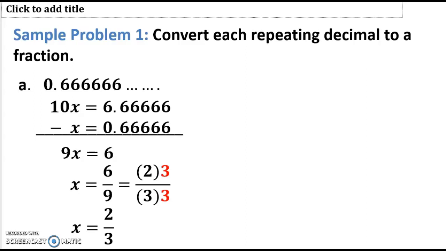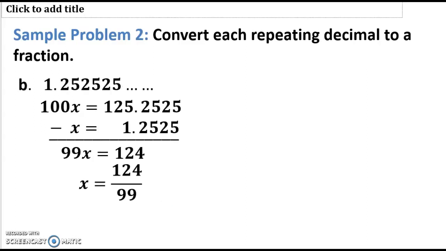Now, let's try it again. We're going to try several of these so hopefully you'll get the hang of it. All right, let's take a look here at sample problem number 2. Suppose that I want to change 1.25252525 and so on from the repeating decimal to its fraction counterpart.